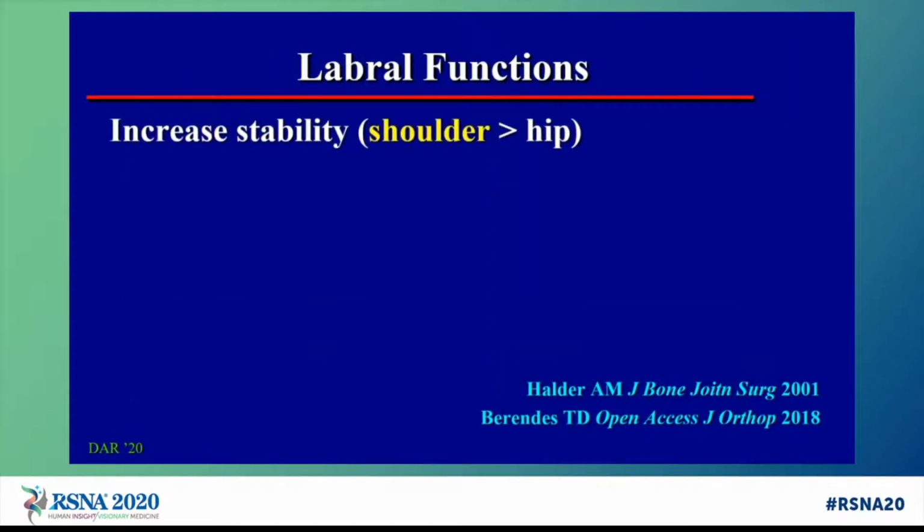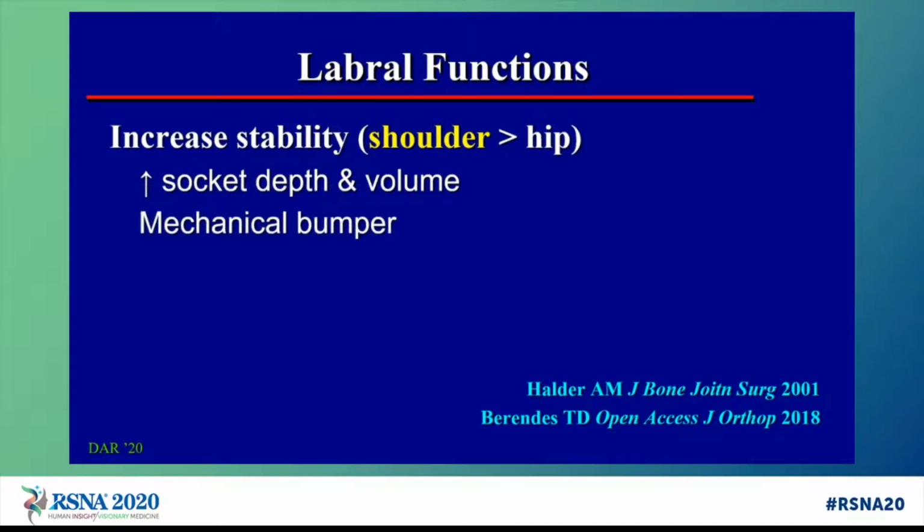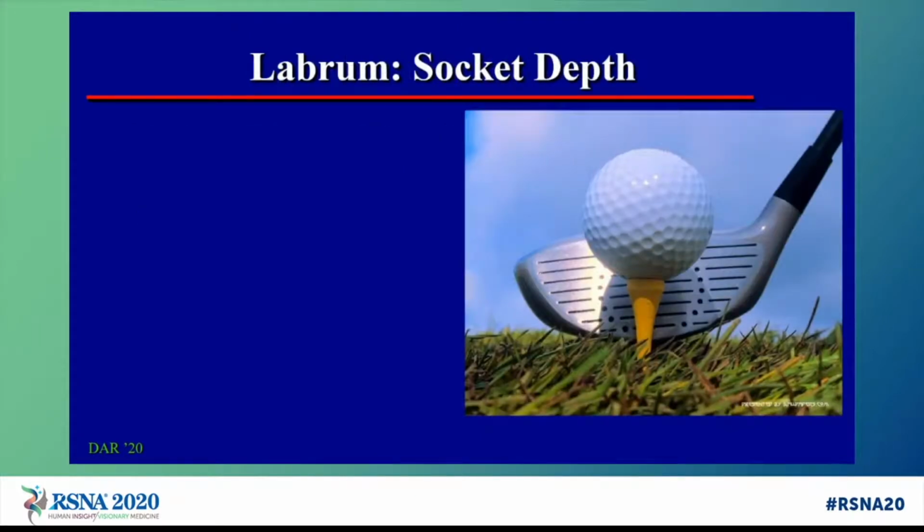The labrum has several functions. The first is to increase stability, and this is more important in the shoulder compared to the hip. It does this by increasing the depth of the socket and the volume of the joint, and also by acting as a mechanical bumper, preventing the humeral head from translating. The common analogy people use is a golf ball on a tee, and as you know, if a wind comes along, that golf ball can easily fall off that small tee, the tee being the glenoid.